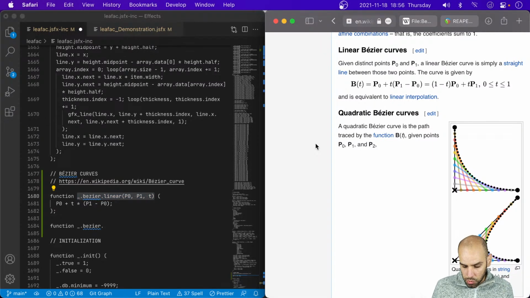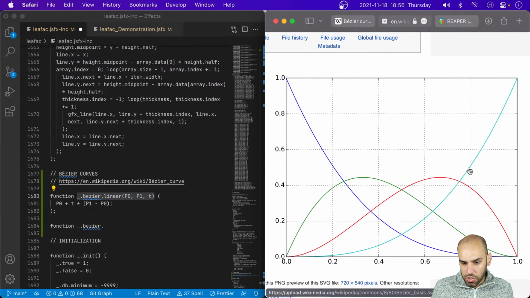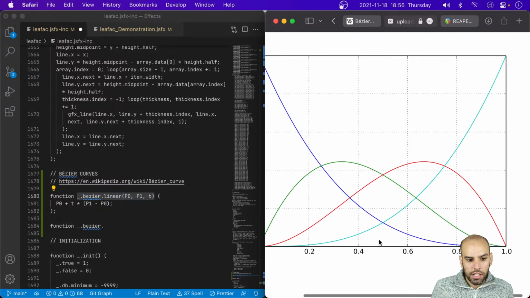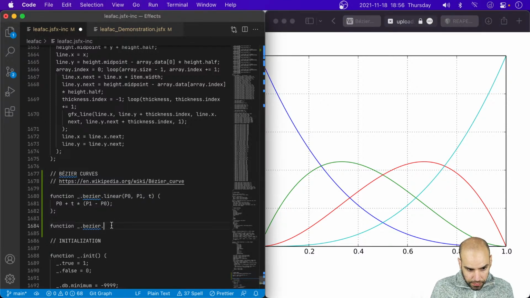So in that sense, we are implementing this function here that takes a point on the x-axis, takes a curve, like the cyan curve, and given any point on the x-axis, it's going to return a point on the y-axis. Great. And it's only going to do that for linear Bezier curves, so not for these curvy lines, but only for straight lines. So you could have a straight line like this.